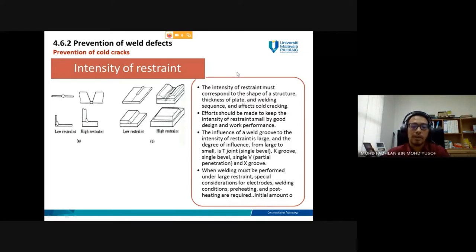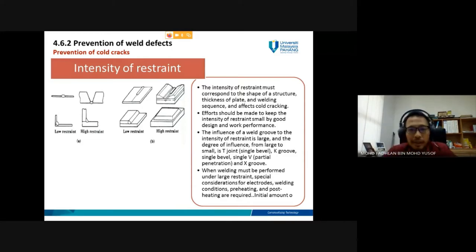Okay, so kalau kita tengok pada sini lebih kepada kadang-kadang dalam satu-satu proses tu kita tak boleh nak elakkan perkara-perkara lain, dan mungkin di sini antara satu faktor yang kita boleh buat, which is controlling the intensity of restraint by planning in design phase, planning design and also planning the work performance, planning the process itself, work performance pula. Process itself in order to get the better work performance in order to prevent the cold crack.